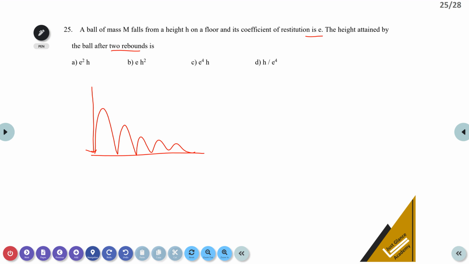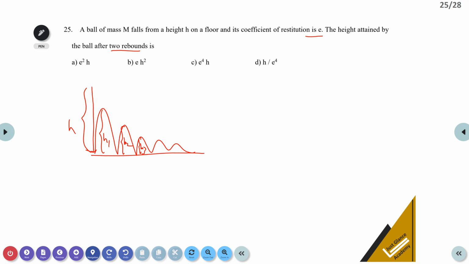For example, take a bouncing ball. This is the height h, this is the height h1, this is the height h2, and this is the height h3, after the first bounce, second bounce, third bounce and so on.